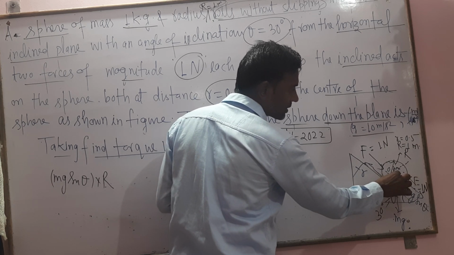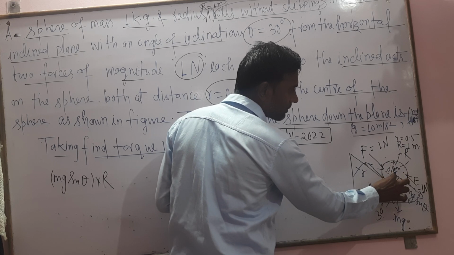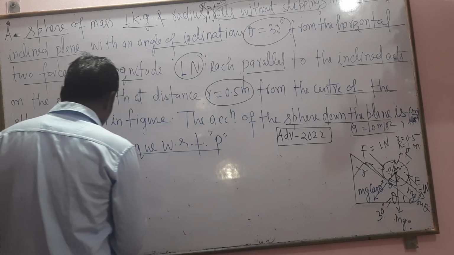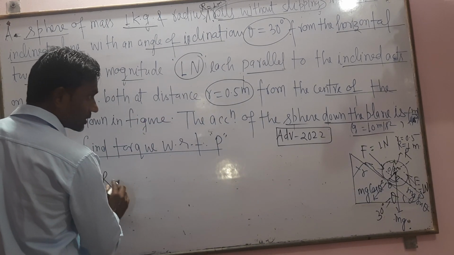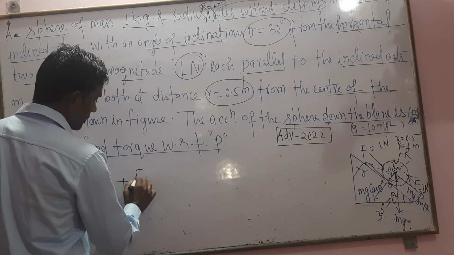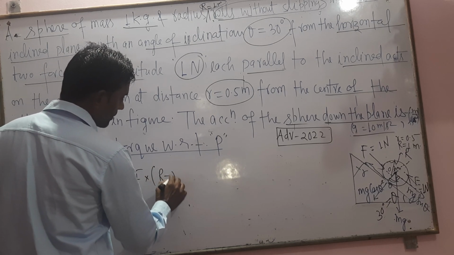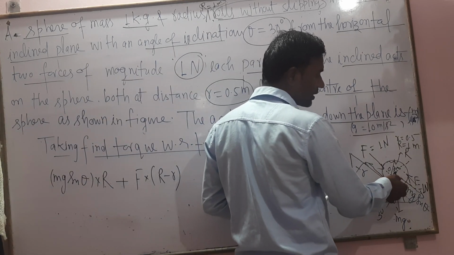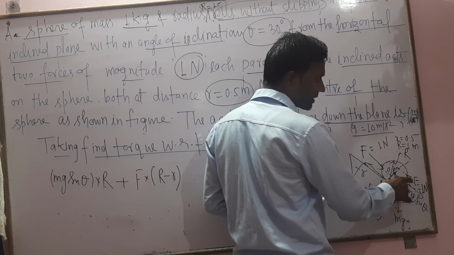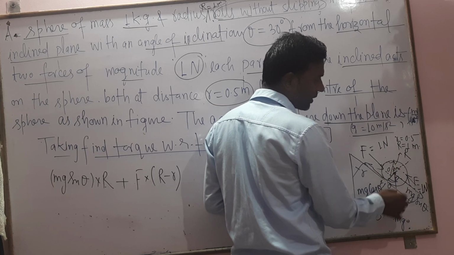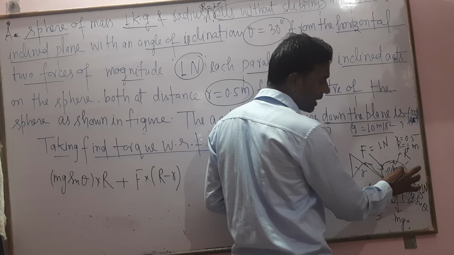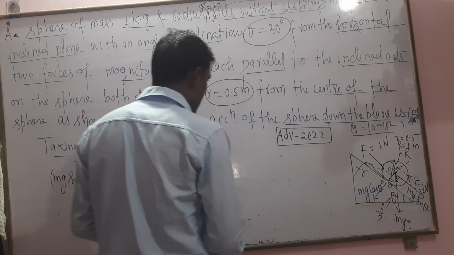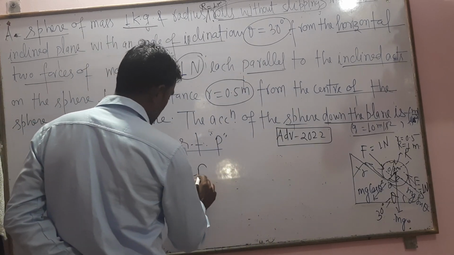This is capital R and this is small r, so that distance equals capital R minus small r, which is 0.5. This gives the plus term F times (R minus r). For the other point, capital F has an anti-clockwise effect. The total distance is capital R plus small r, so this term is minus F times (R plus r).